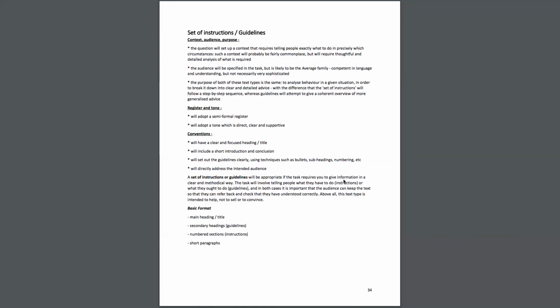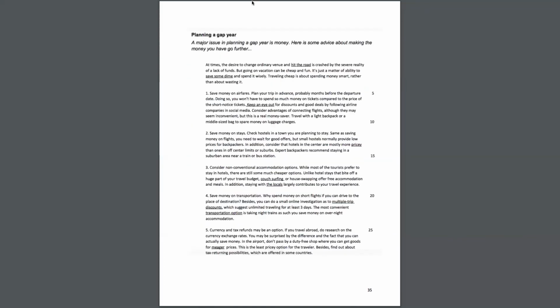Now, introduction is needed just to provide some context into why this person that you are writing to or these people that you are writing to need these guidelines for you. So in this case, this example is about planning a gap year. There's your title. And in your introduction, you explain why it's important to plan this gap year in this case.